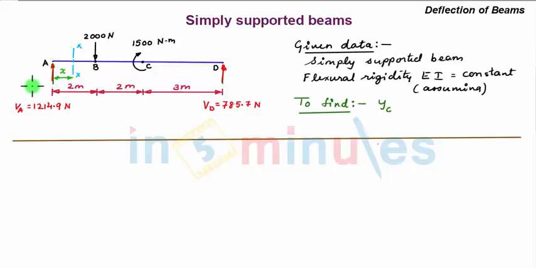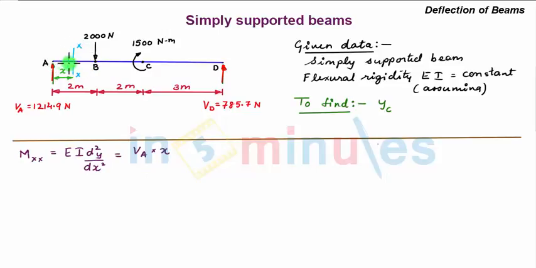Now if you have to write the bending moment about XX, considering the left hand side of the section, we can write MXX, which is also equal to EI d square y by dx square, is equal to a clockwise moment due to the upward force VA. So we have VA multiplied by x. Now this equation of moment will be valid when the section is between points A and B.